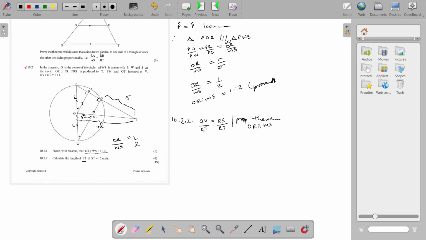So OV is to OT, you are told that it's 1 is to 4. Remember, we agreed that we have to know that this ratio can be written as a fraction. It simply means OV over OT is equal to 1 over 4. That is equal to RS divided by RT. But RT, we are given it to be 15. No, sorry.